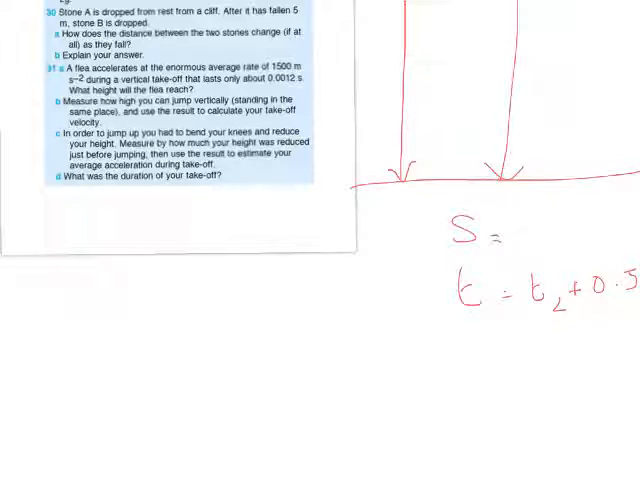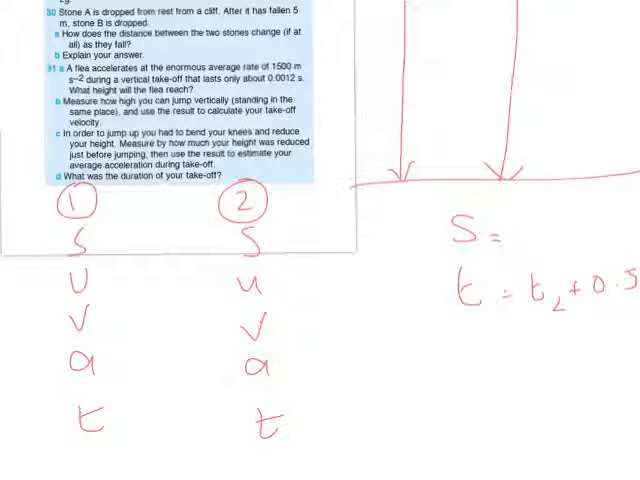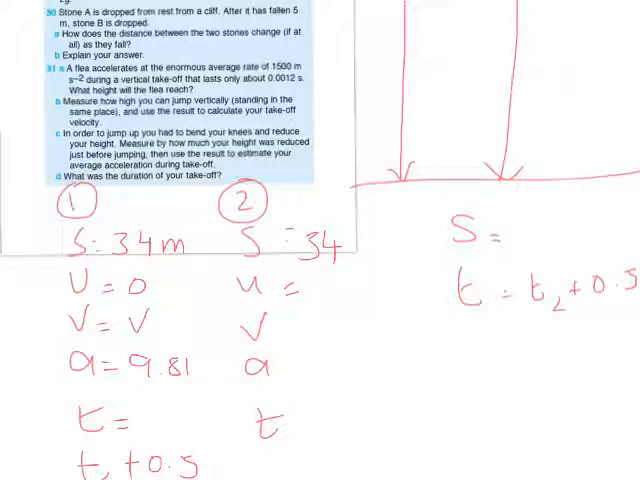So what we're going to do is write the data table for both balls now. Ball 1 has a displacement of 34 meters. Its initial velocity is 0. Its final velocity is who knows. 9.81 is its acceleration, and we're going to call its time t plus 0.5. Ball 2, 34 meters again. Its initial velocity is what we're looking for, so we don't know. Final velocity is whatever, don't know. 9.81 is its acceleration, and this time its time is t, which happens to be 0.5 less than this one.